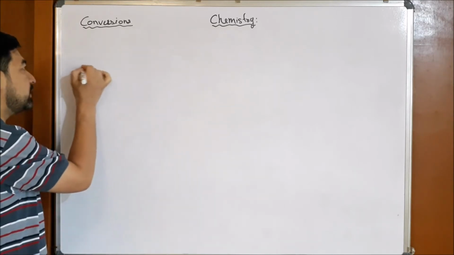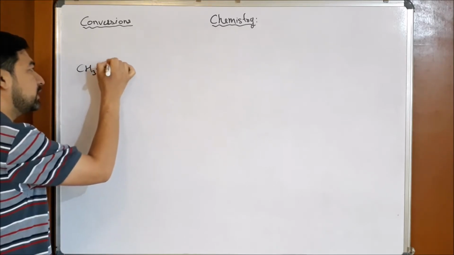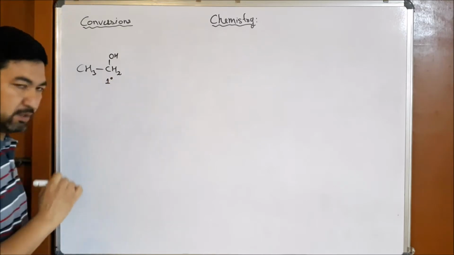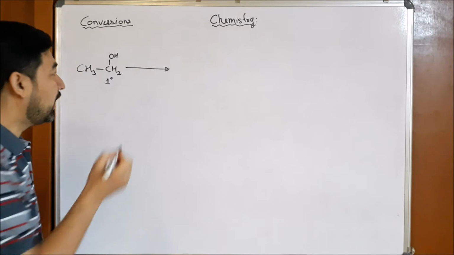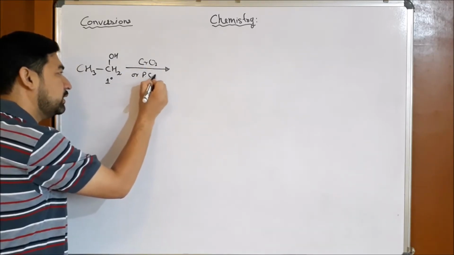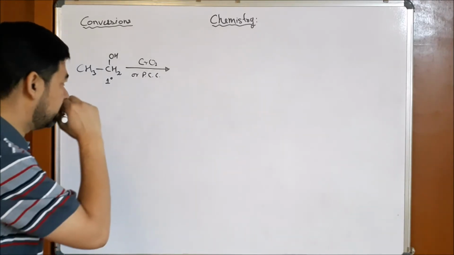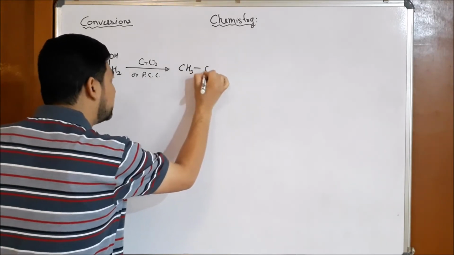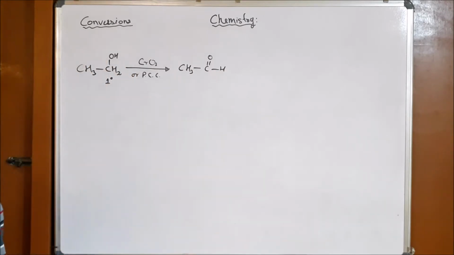So first, if we have a primary alcohol like this one, ethanol. So this is our primary alcohol. When you do a controlled oxidation, for that we have two options: either chromium trioxide, or you can use PCC, pyridinium chlorochromate. Then it will end up with our aldehyde. So we call this a controlled oxidation.